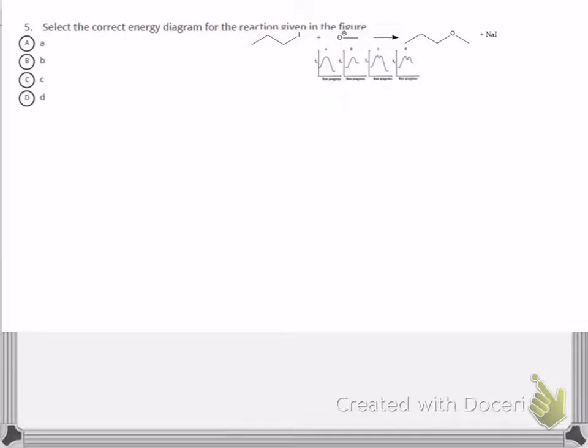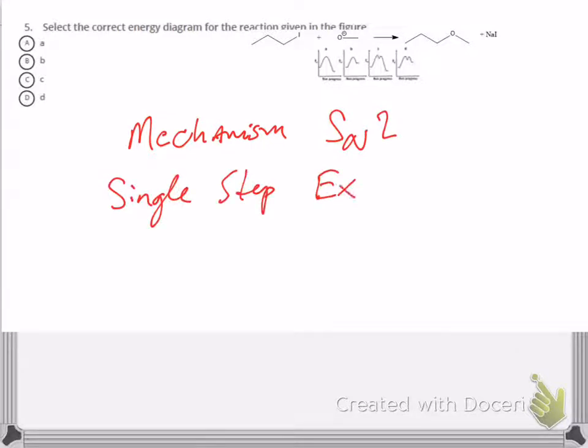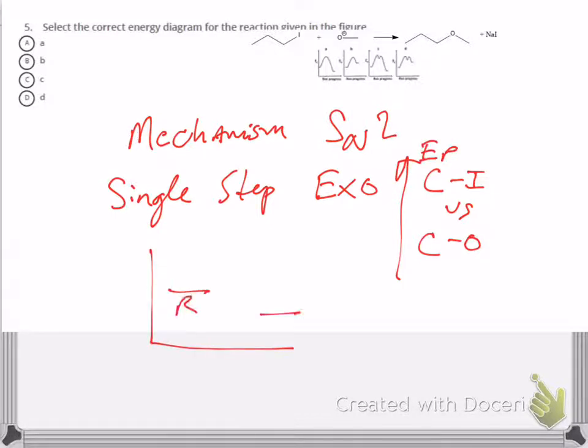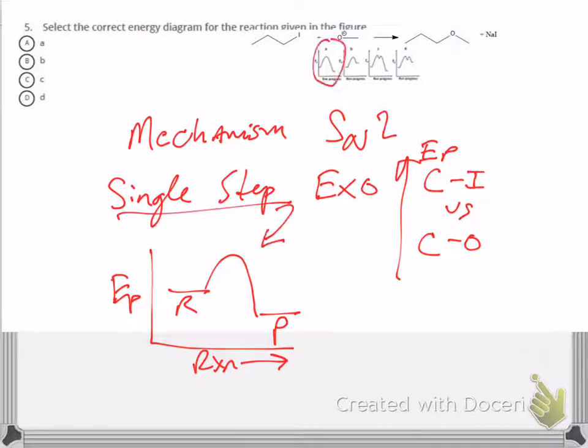Next, the energy diagram. First we need the mechanism, and we've just established it as SN2. Single step, exothermic reaction. We've already established it's exothermic. A C-I bond is going to be higher potential energy than a C-O bond. So we know it's exothermic and single step. That evaluation will help us produce a single step reaction that has this form, which would be A.